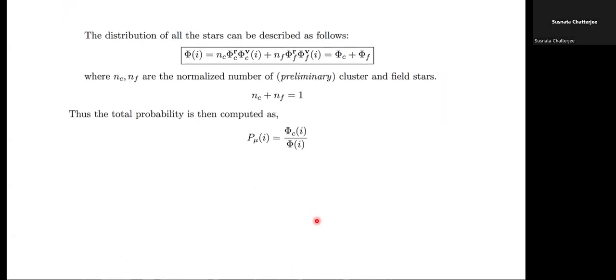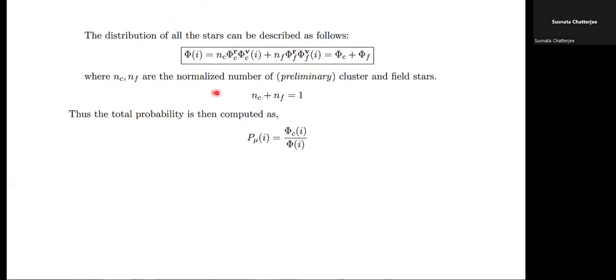The distribution of all the stars can be described as follows. The total distribution phi I is nothing but NC phi RC phi VC I plus NF phi RF phi VF I, which equals phi C plus phi F. Note that if a data point I belongs to a cluster region, then automatically the second term would be 0. And if I belongs to the field region, then the first term would be 0.